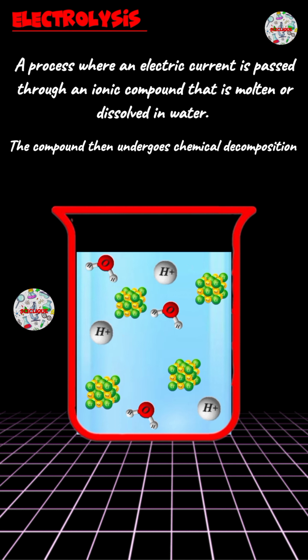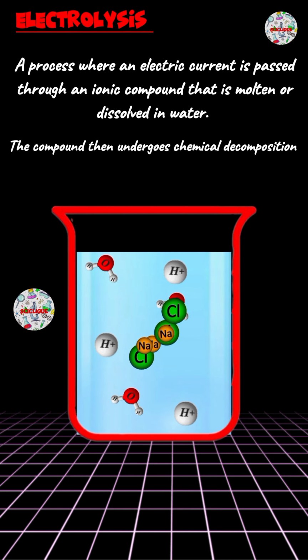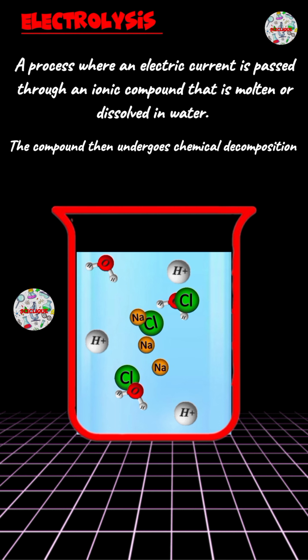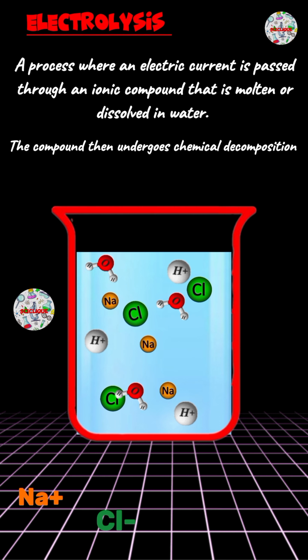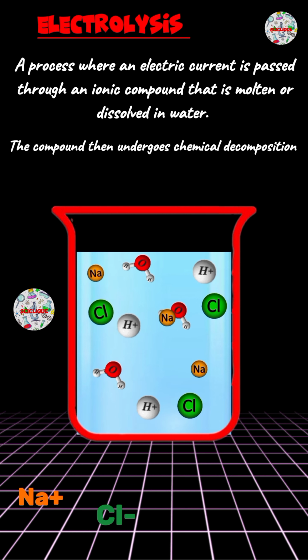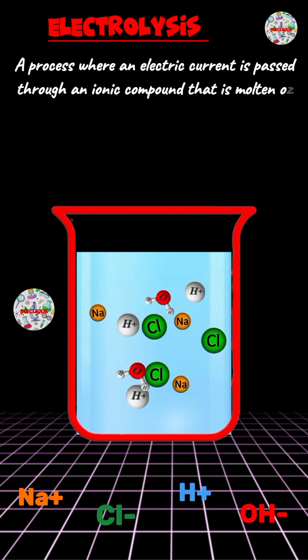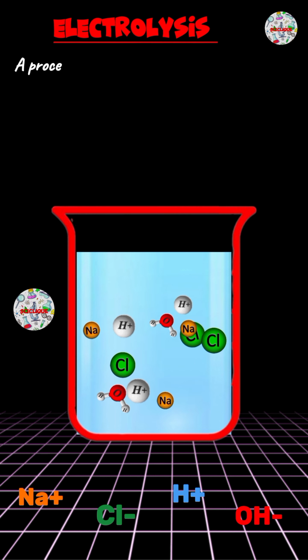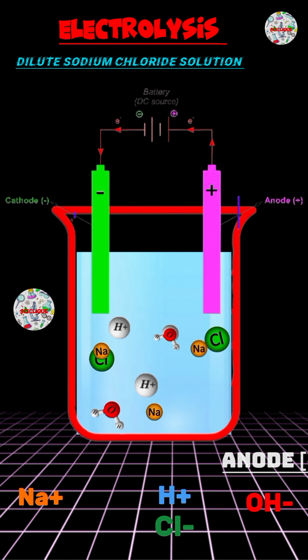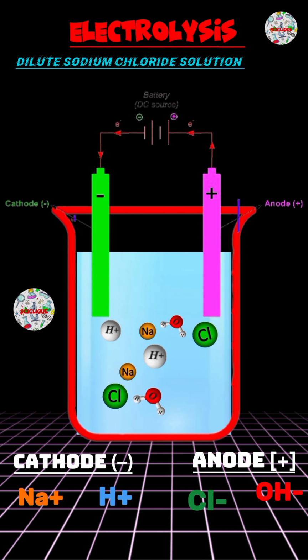Now in this, we are going to have electrolysis of dilute sodium chloride solution. So sodium chloride solution is going to contain the following ions. We are going to have sodium ions and chloride ions. These of course are going to be from the sodium chloride. We are also going to have hydrogen ions and hydroxide ions from the water. When an electric current is passed through the solution, chloride and hydroxide ions will move towards the anode, while sodium and hydrogen ions will move towards the cathode.